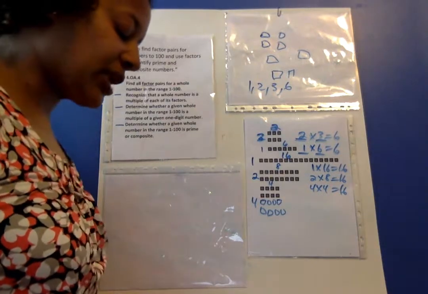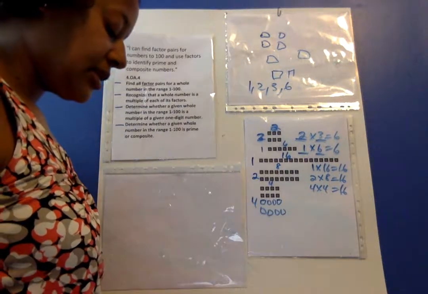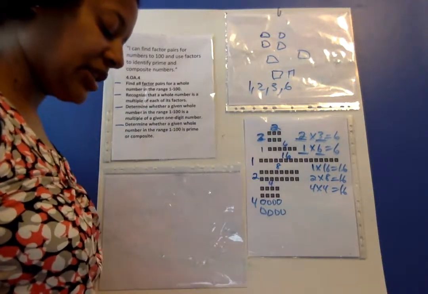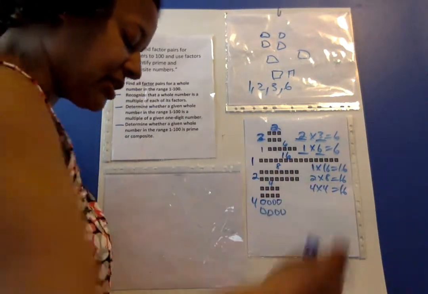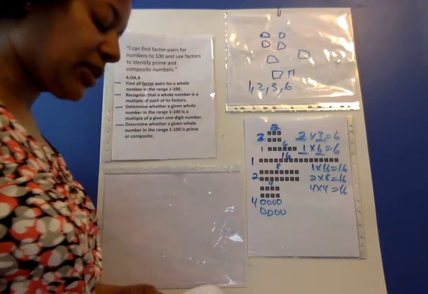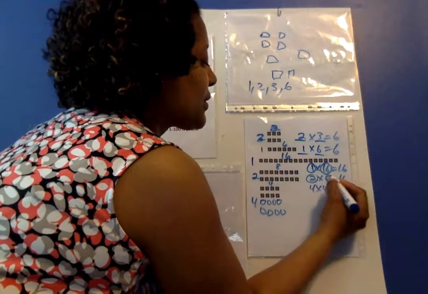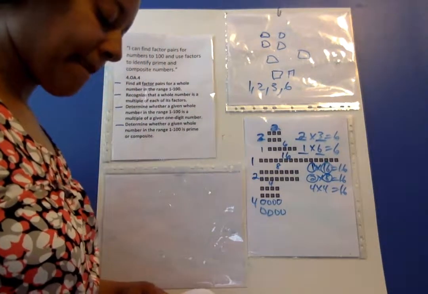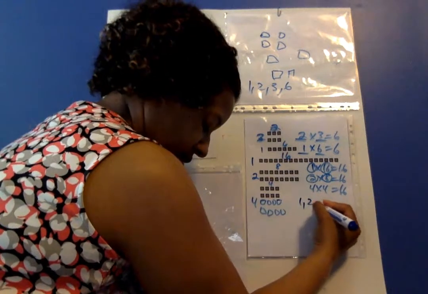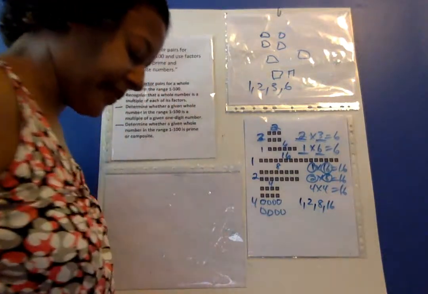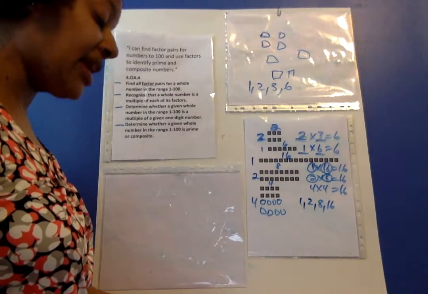What product is shown on all of the arrays? So we wrote out all of the multiplication problems: 1 times 16, 2 times 8. And then we're going to circle all the factors from the least to the greatest. Then we're going to write them: 1, 2, 8, and 16. Now they're going to turn to their partner and look for another factor.